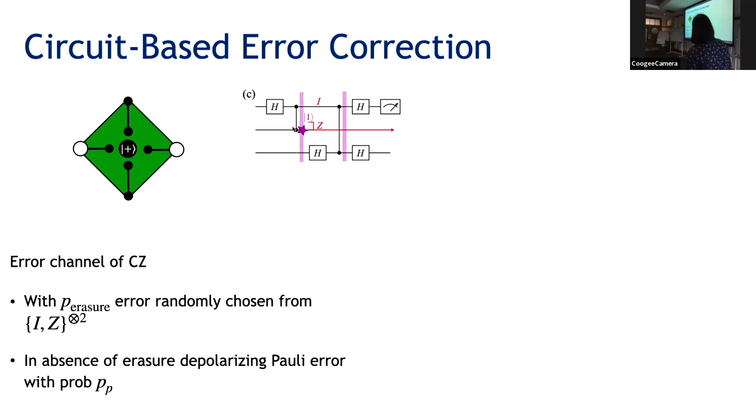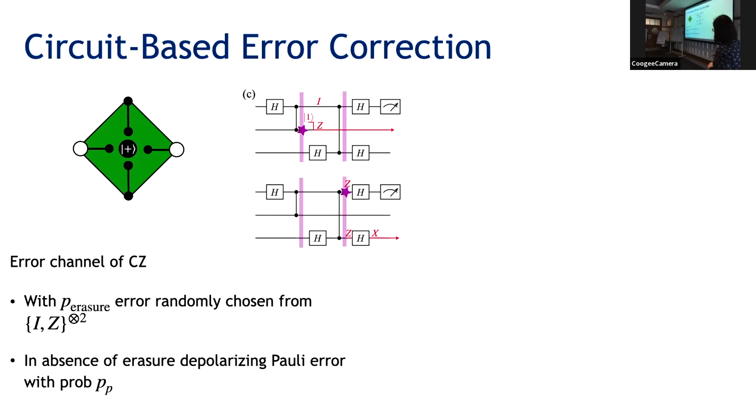So in this case, we can look at the details in our paper. You can show that the error channel of the control Z gate is such that with probability P erasure, it gets a random error from this set, but only a Z error: identity, ZI, IZ, or ZZ. And if there's no erasure, we just apply a depolarizing noise model to both the data and the ancilla qubit.